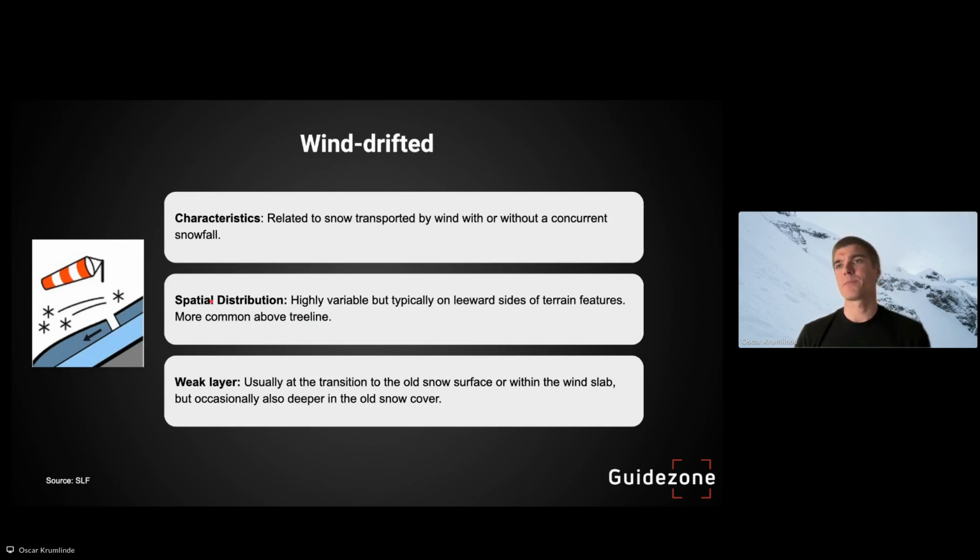So the spatial distribution is highly variable, because wind comes from a certain direction. Terrain features will cause the wind to move in a certain direction. So we tend to find wind slabs on leeward sides of terrain features. These terrain features can be gullies, bowls, or just near distinct changes in the slope angle, behind ridge lines or other wind-sheltered locations. And it's more common above the tree line because of how the wind blows. And once again, the weak layer tends to be found at the transition to the old snow surface, but it can also be found within the wind slab, and that's usually a result of changing wind directions or changing the speed of the wind.